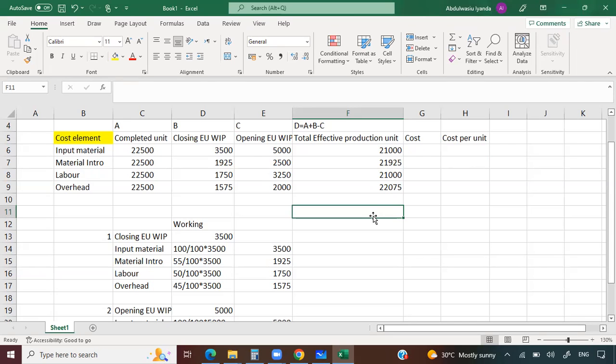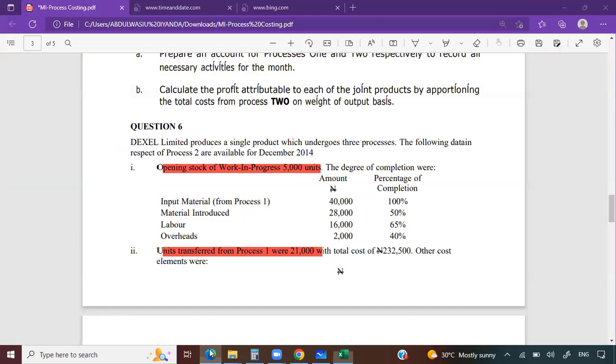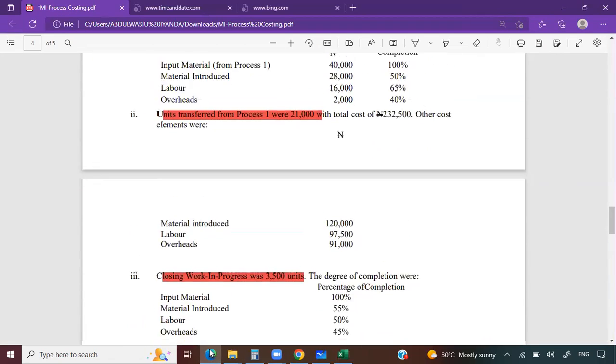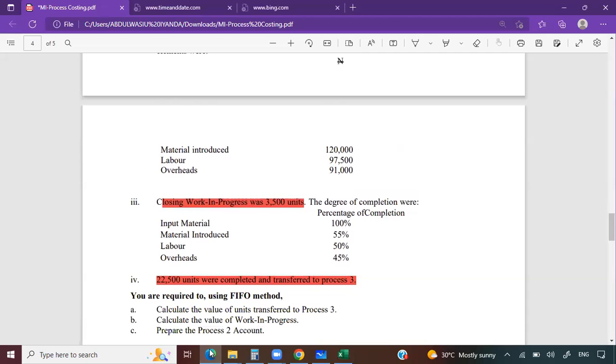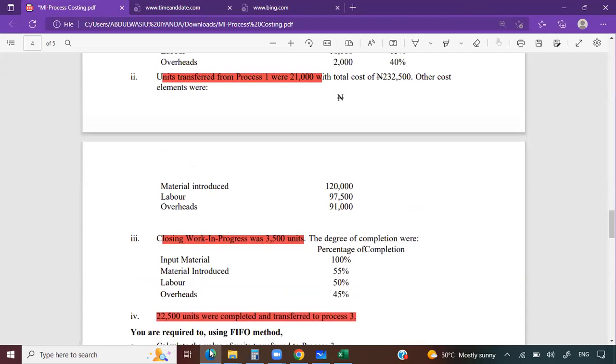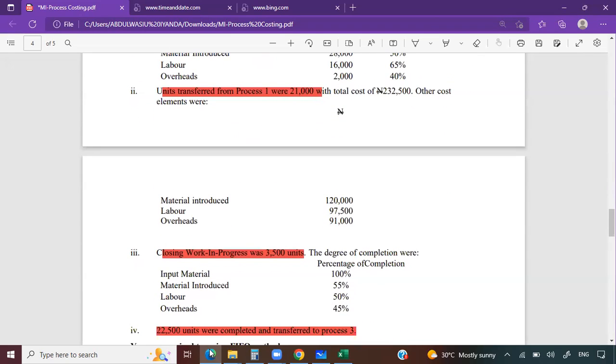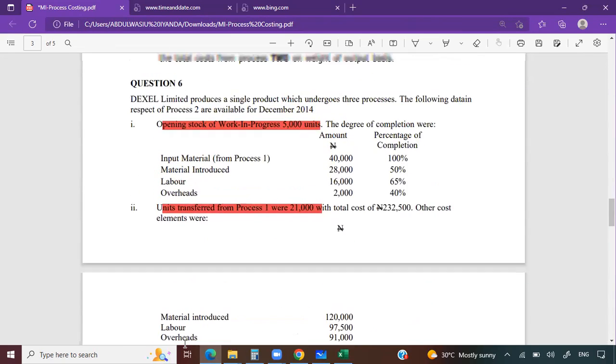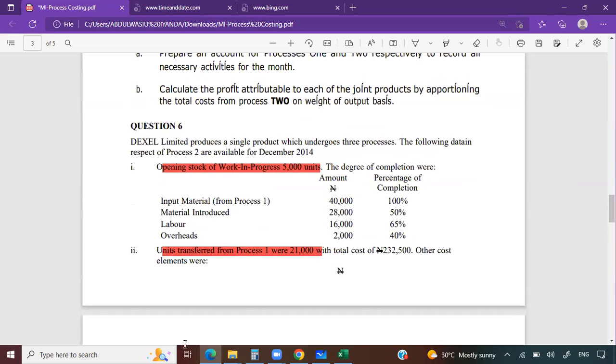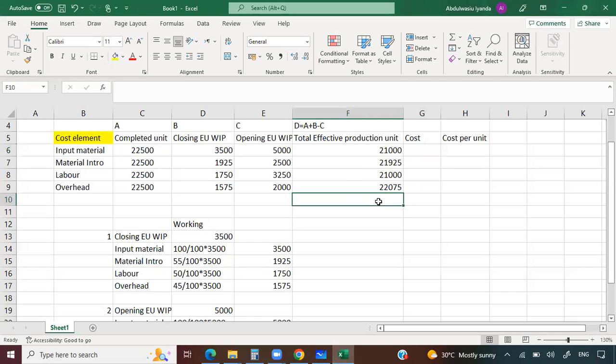The completed, plus the closing, minus the opening. All we now need to do is find their cost. How much do you spend? You go back. What is their cost? Okay, these are the work now. But before we continue, because the next one is very simple, everybody please have a look at this again.